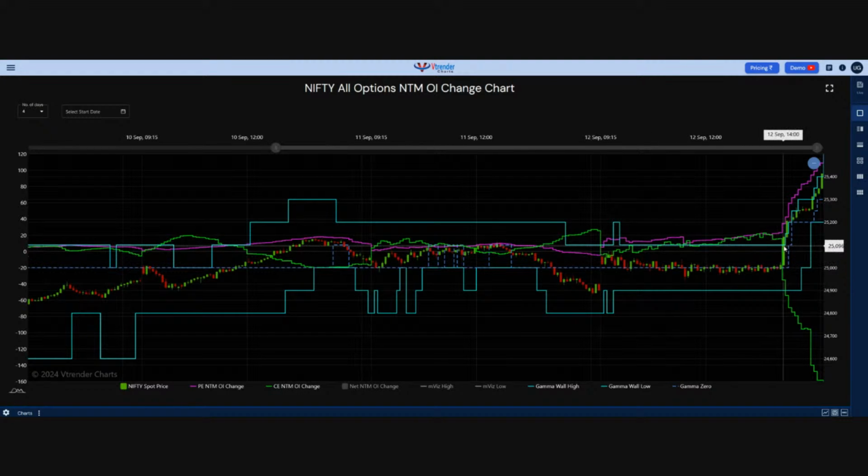And here the gamma range also, till 2 o'clock, was the same; it did not change. From 9:15 to 2 o'clock the gamma range was 24,900 to 25,100 with the gamma zero at 25,000. Once that move started, the gamma zero moved first to 25,100, then to 25,200, and finally to 25,300. So this is how you follow the spectrum chart, and it gives you a very good overview of what the inventory is doing for the current weekly settlement. You also get to see how much OI is being added for the day.